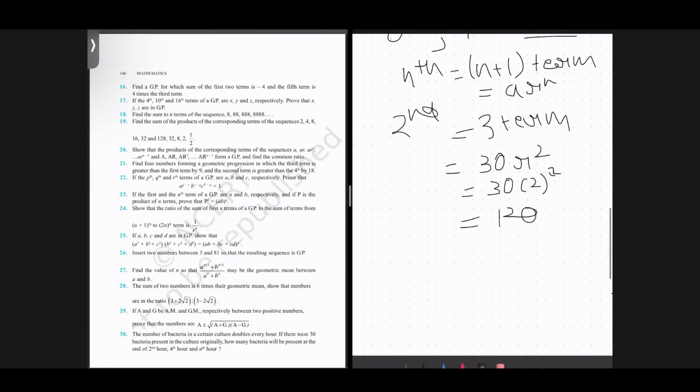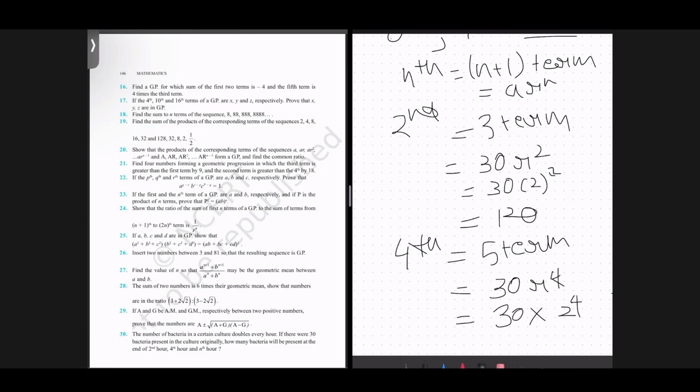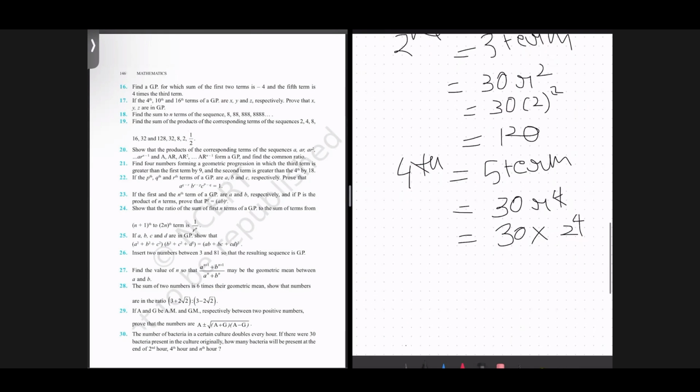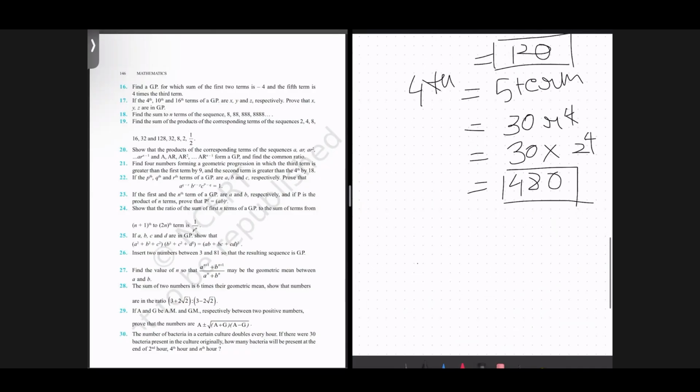Right. At the end of fourth hour, you are going to have the fifth term, and that is going to be 30 into r raised to the power 4. We have 30 into 2 raised to the power 4. 2 raised to the power 4 is nothing but 16. And 16 into 30 is going to be 480 bacteria in the culture after the end of 4th hour, right?